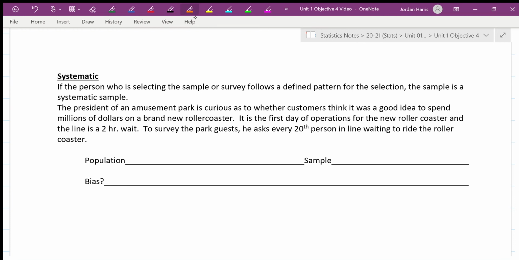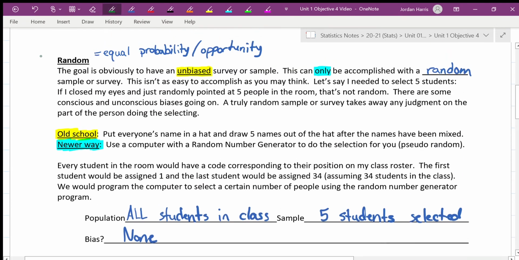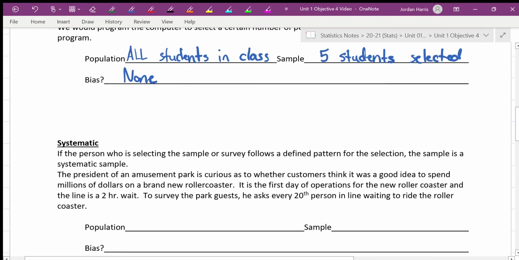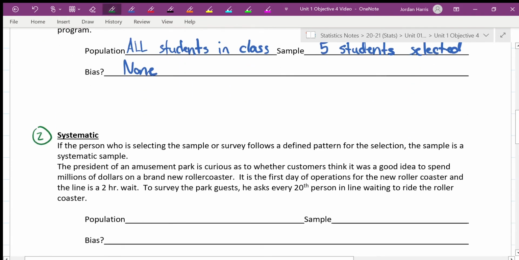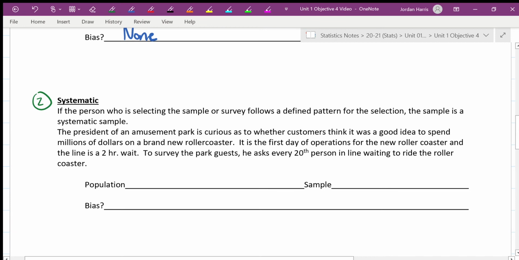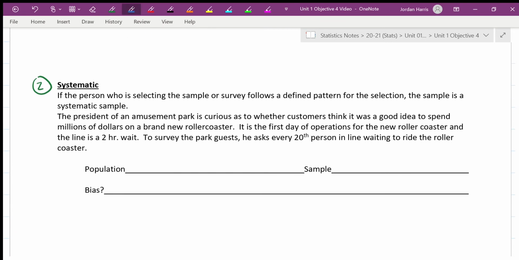Okay, the next one is the systematic sample. So I guess I'll number these. The first common one is random. It's the best one. If you can do a random sample, you should do a random sample. But lots of times it's not easy to do a random sample if you think you have to have a physical list. There are some things you cannot physically list if you're sampling them. So we have other methods.